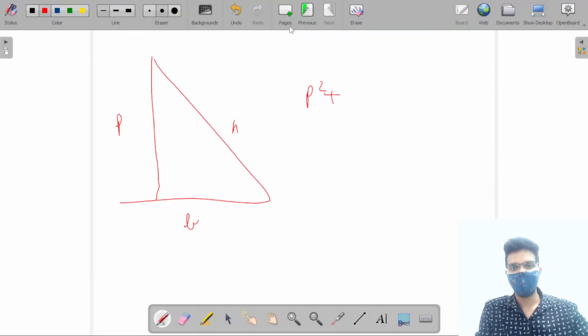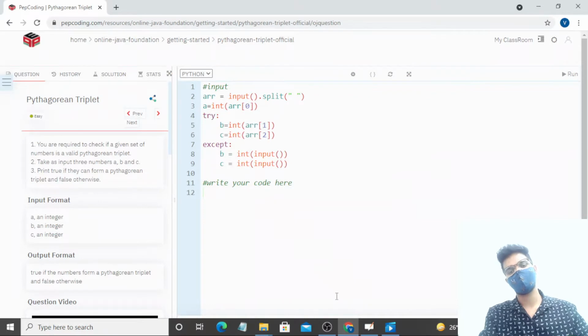First, let's understand what a Pythagorean triplet is, but I messed up, dude.